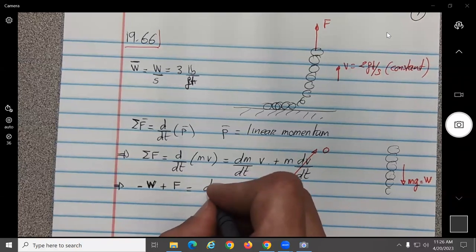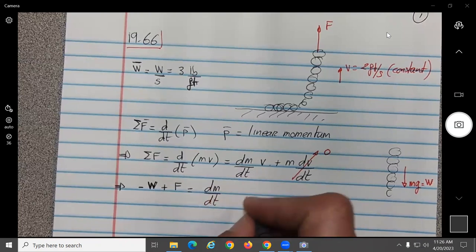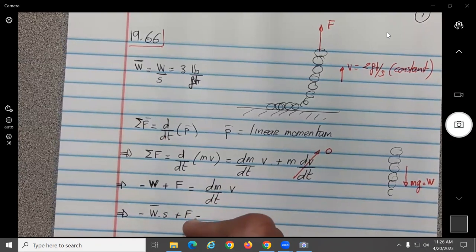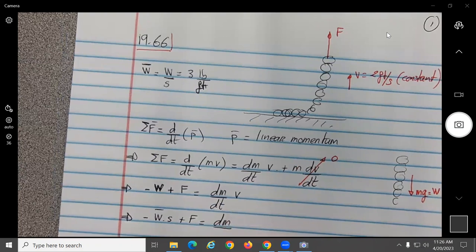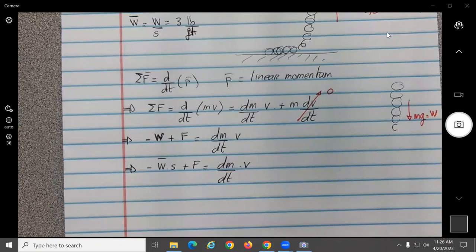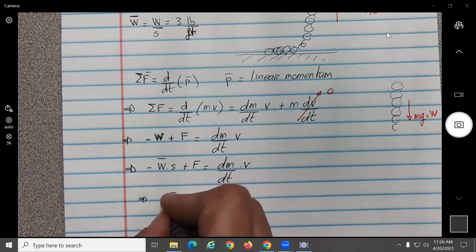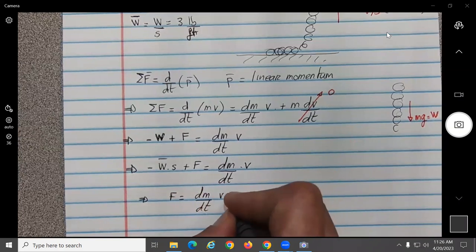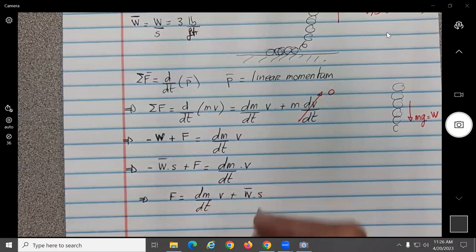Will be equal to dm/dt times V. Okay. So over here, I can replace the weight: negative W bar S plus F equals dm/dt times V. So this will give us that the value of the force is equal to dm/dt times v plus the weight per unit length times the length that you lift, no?